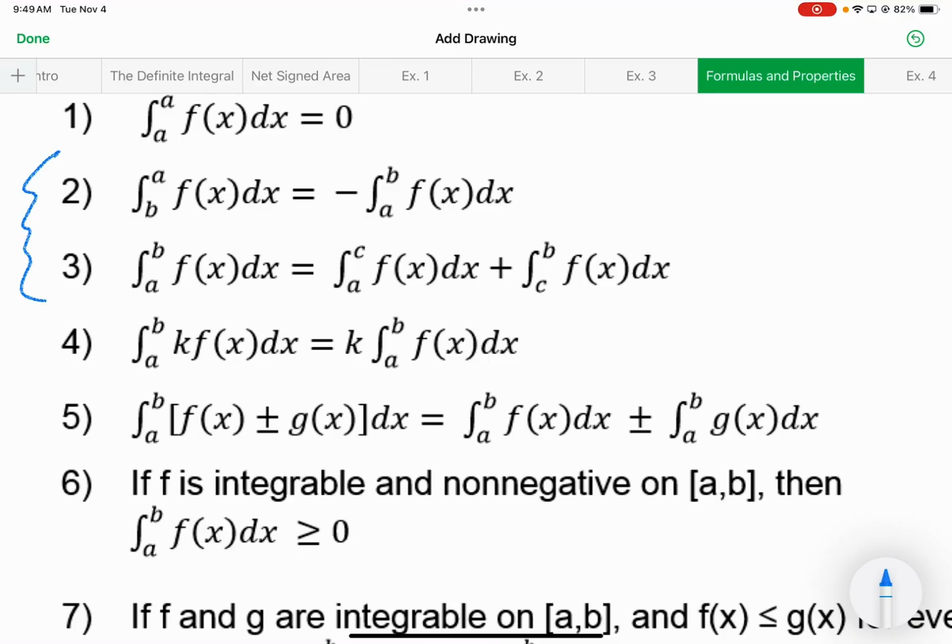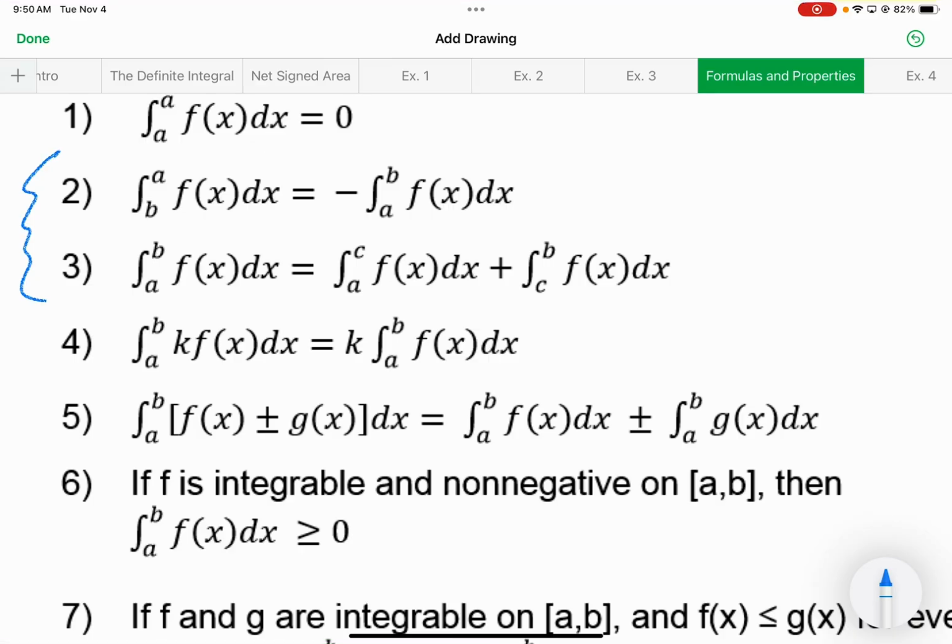Because if you think about it, if we found the difference between a and b, if b was to the right of a and we did a minus b, that would give us a negative value. So then instead I could switch it and put that negative in front, okay? That third property is what I just talked about on the last slide.